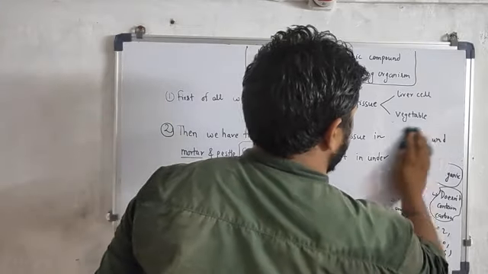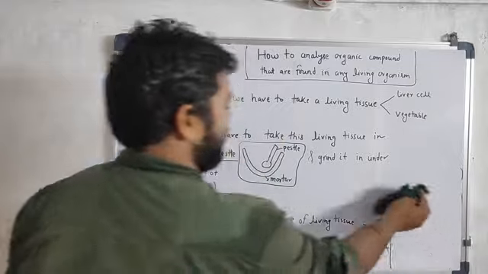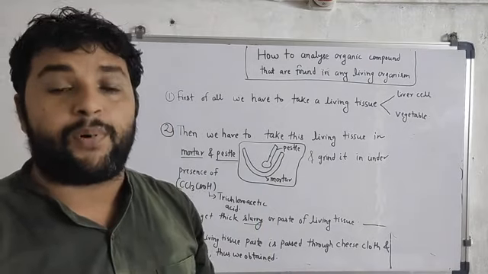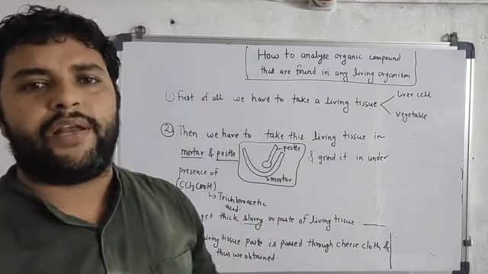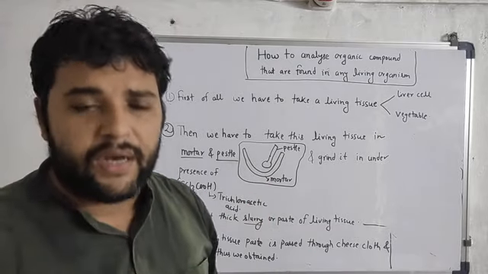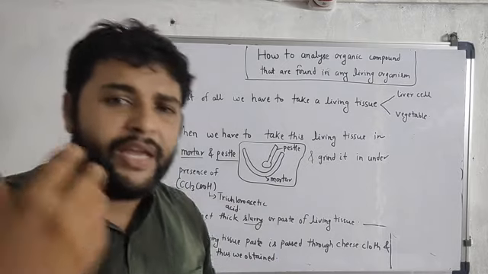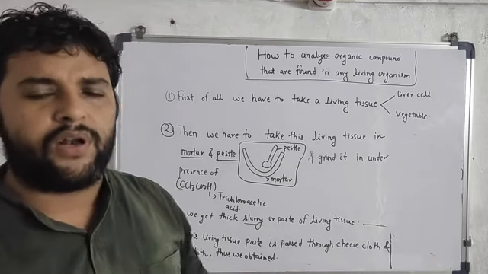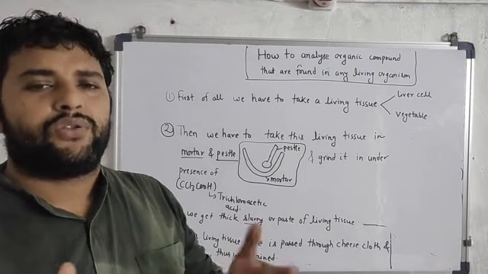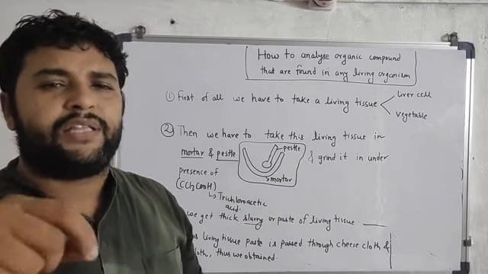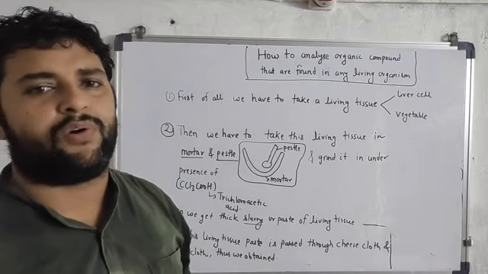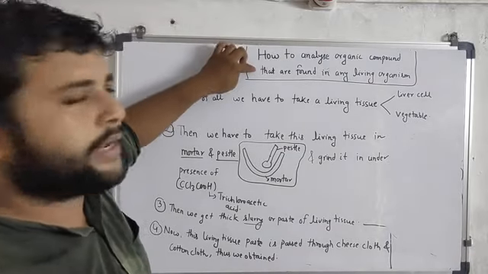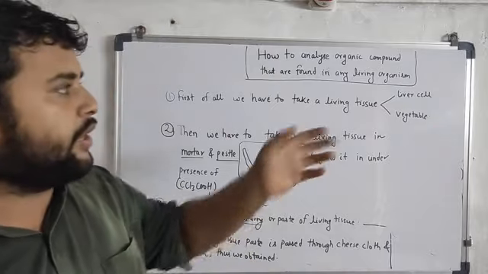Now let us proceed to the next section. There are basically various ways through which we can identify or analyze the various types of organic compounds present in living tissue, and the various types of inorganic elements found in living tissue. So first of all, let us identify the technique through which we can identify the various types of organic elements found in living tissue. So our heading is how to analyze organic compounds that are found in any living organism.